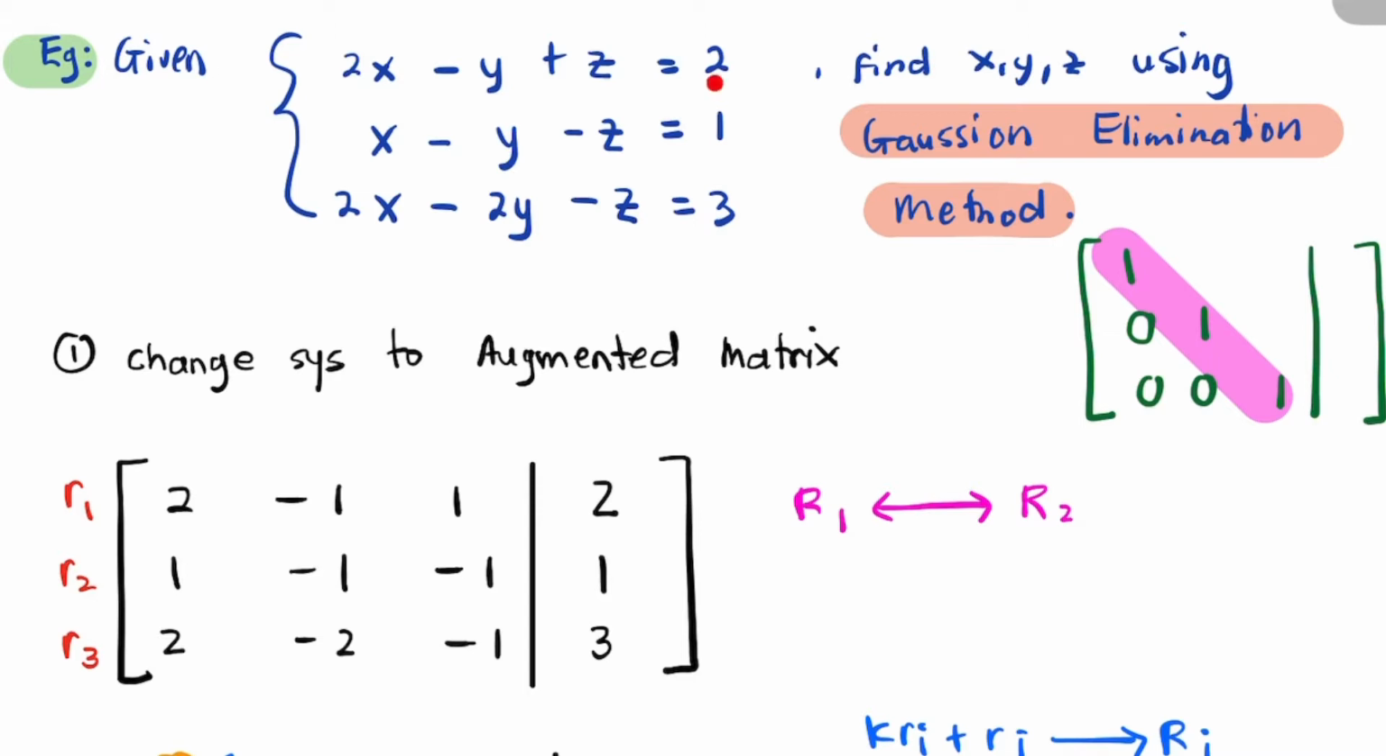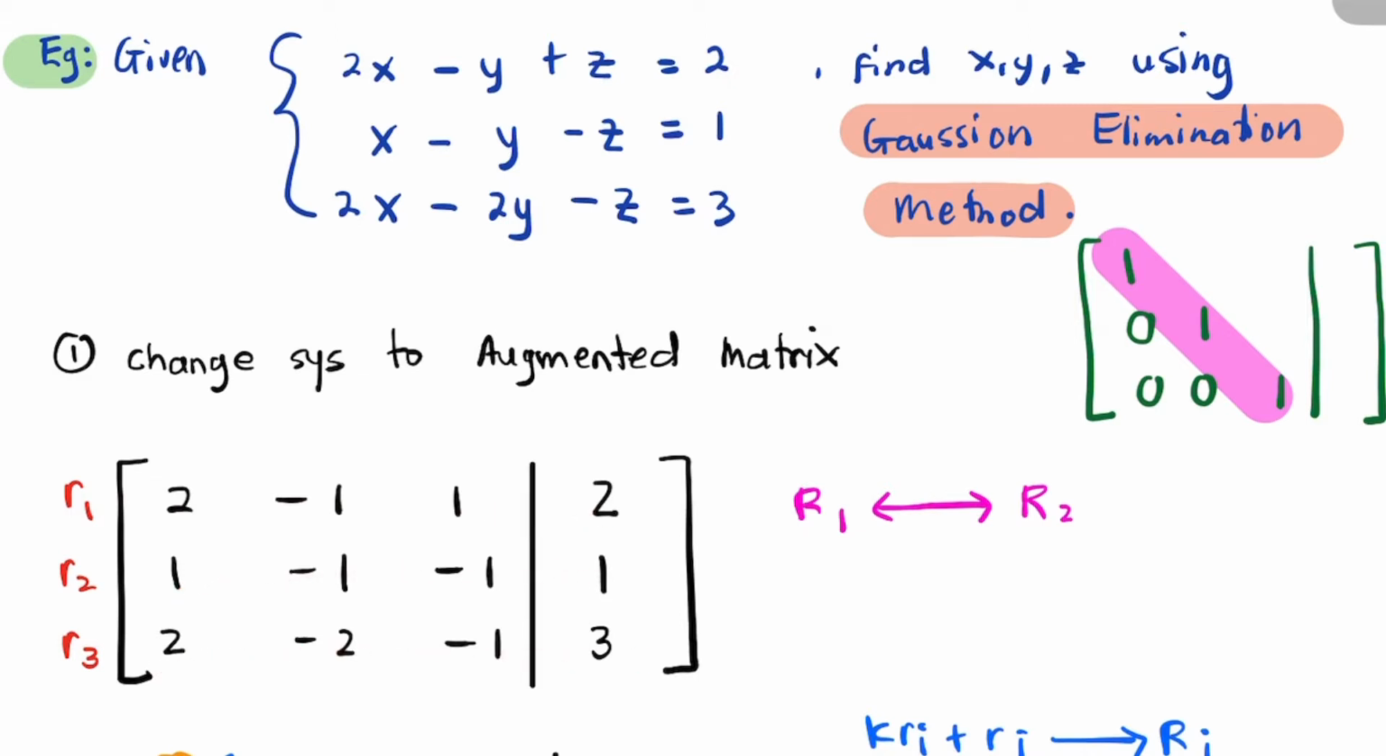So let's see, you are given this question here. First of all, let's change to augmented matrix. This is 2, minus 1, 1. 1, minus 1, minus 1. 2, minus 2, minus 1. So make a separator here and then write the right hand side 2, 1, 3. So now this is your row 1, row 2, row 3.